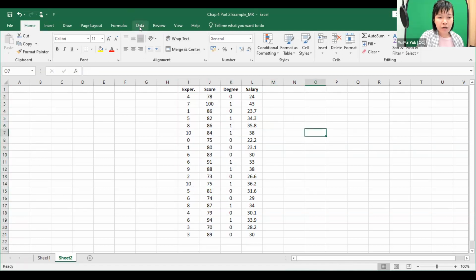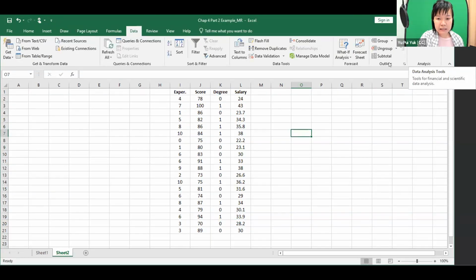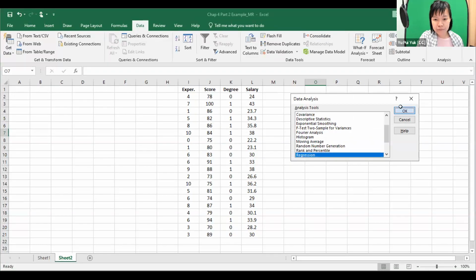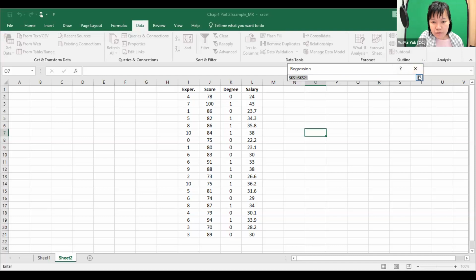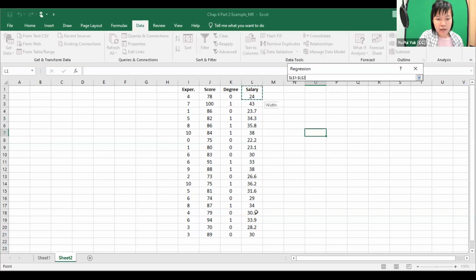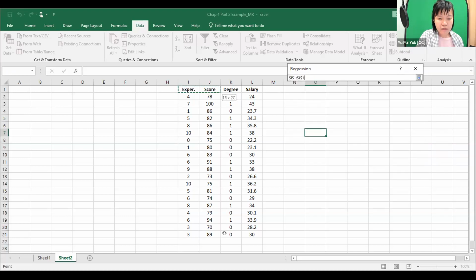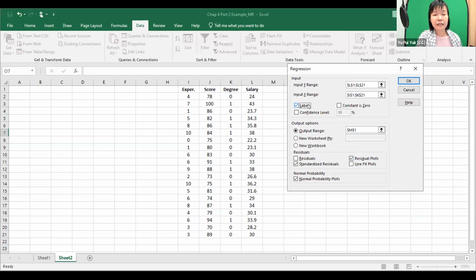Now let's go to the Data tab, go to the top right-hand corner, click the Data Analysis button, and then go to Regression. The first input is the Y data range, so we can just highlight the Y data range. Then input the X data range. We have to input these three columns, all together. All these three columns are the X variables. And don't forget to click Labels, so that the first row is treated as labels.